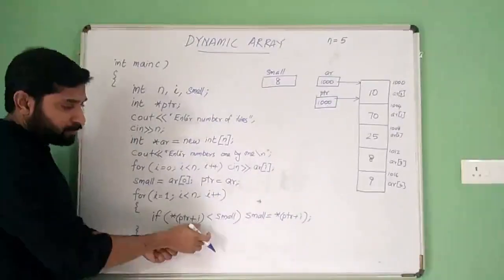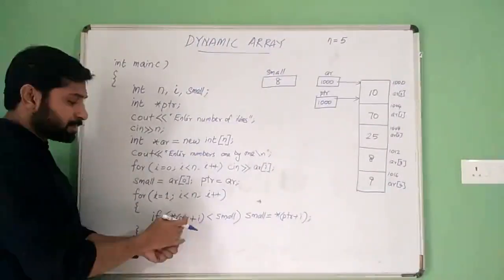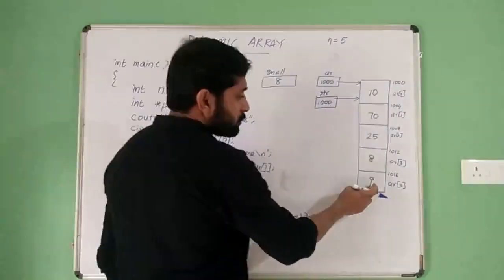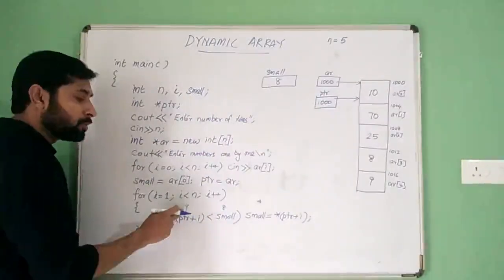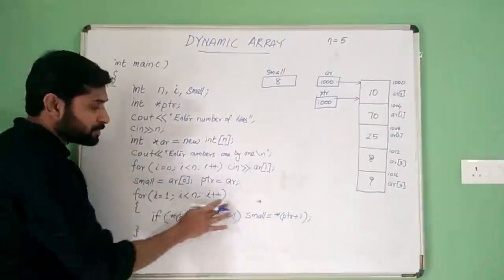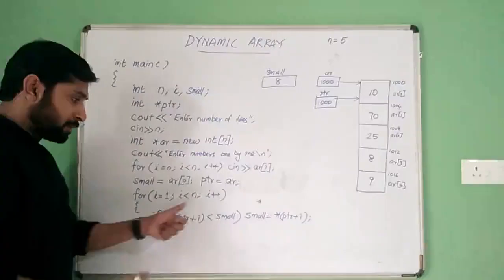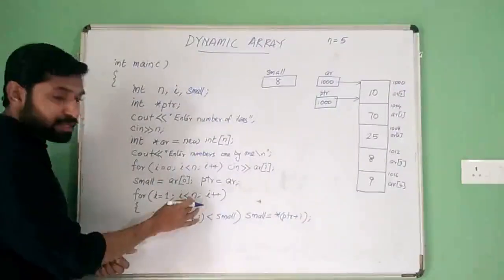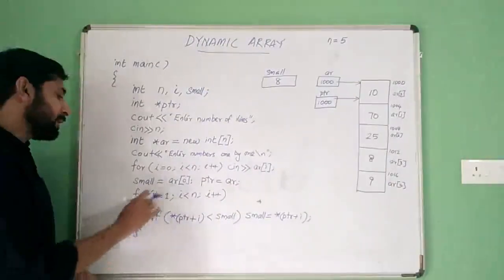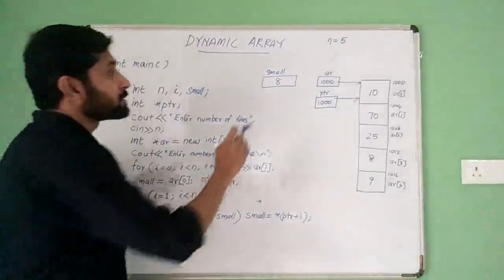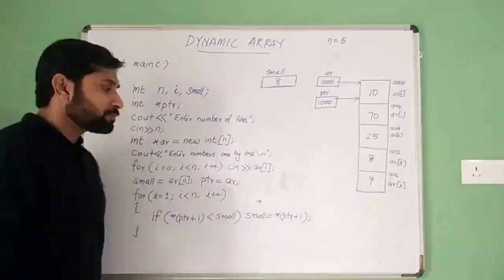So here PTR plus 4. PTR plus 4 means 4 into 4, that is 16. 1000 plus 16. Value at 1016 is 9. 9 is compared with 8. Whether 9 is less than 8? No. So again there is no need of interchange. Then again this loop continues. I becomes 5. So this I is not less than n. There the loop ends. At the end of this loop, this small contains the smallest of these items.